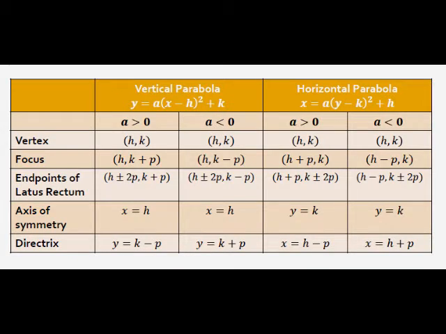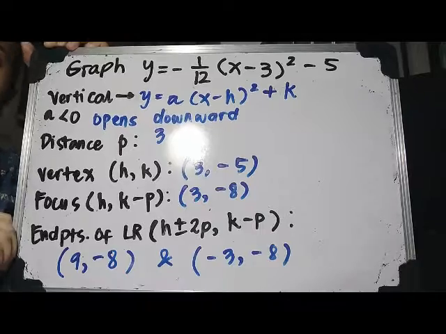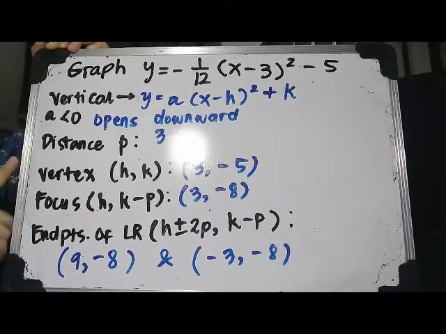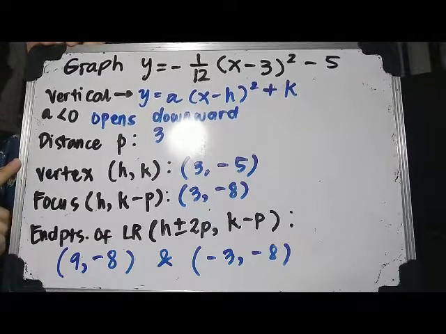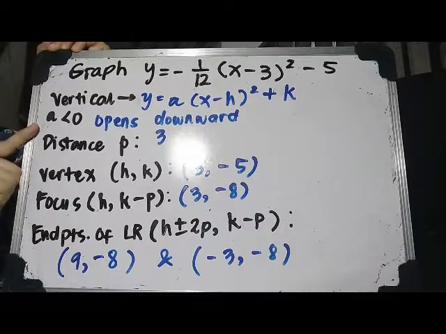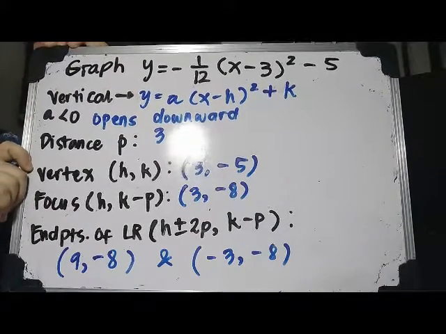Alright, so take note of this table right here, because this gives us the information about the parts of the parabola, and we can easily identify the parts as we use the formulas in here, and that could guide us in graphing the parabola. From the table we've shown earlier, we have the formulas for identifying the parts of a parabola, and we already know that this parabola is a vertical parabola and it opens downward. Our distance p is 3.